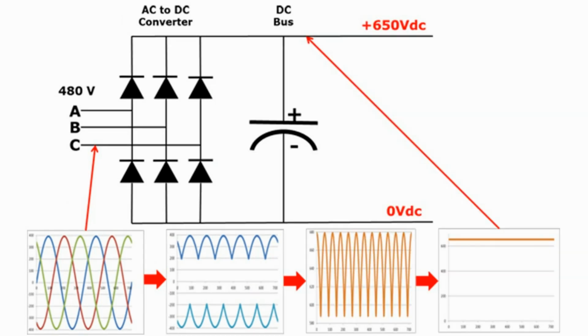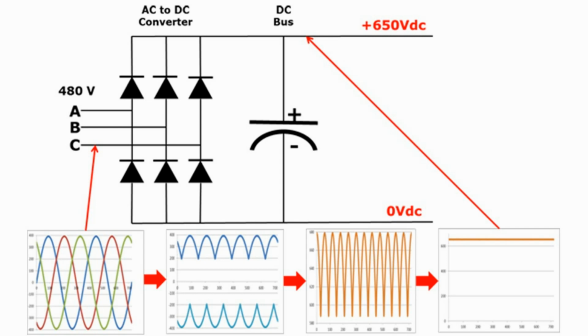The second stage, that is the capacitor bank, helps to get rid of AC ripples in the DC bus. This capacitor absorbs the AC ripple and delivers a smooth DC voltage. The AC ripple on the DC bus is typically less than 3 volts. Thus, the voltage on the DC bus becomes approximately 650 volts DC.